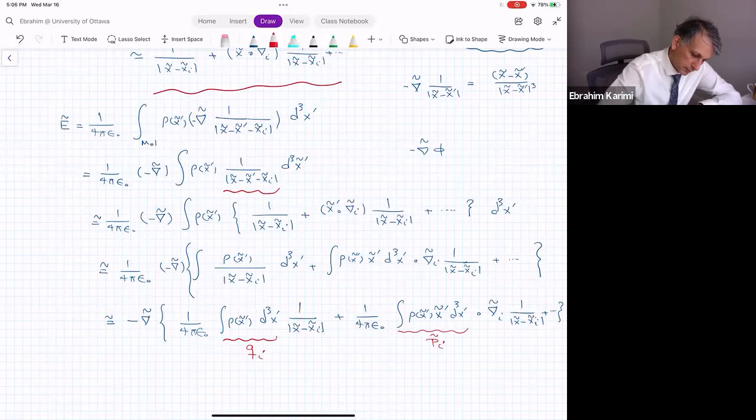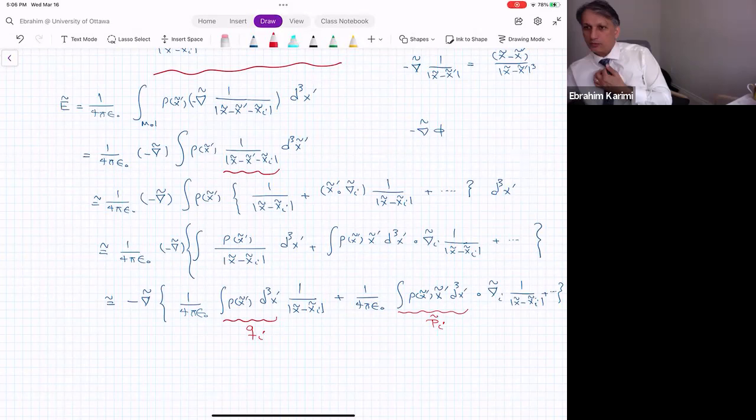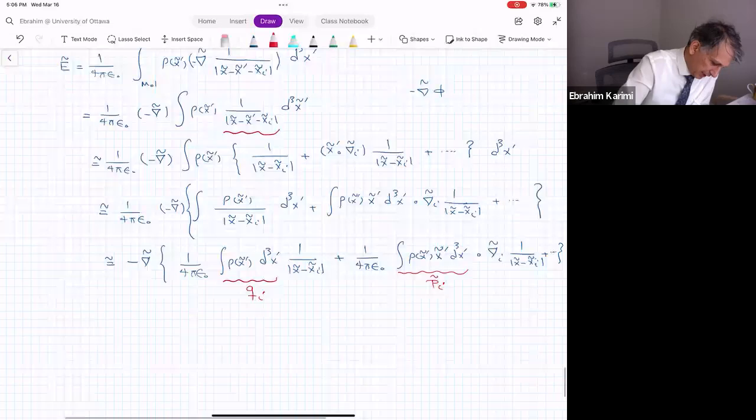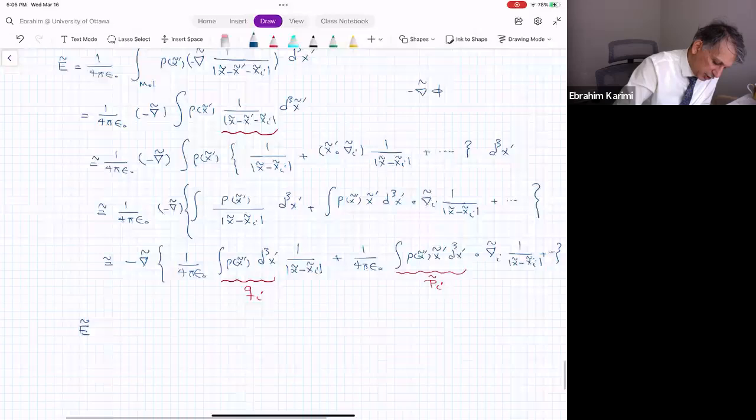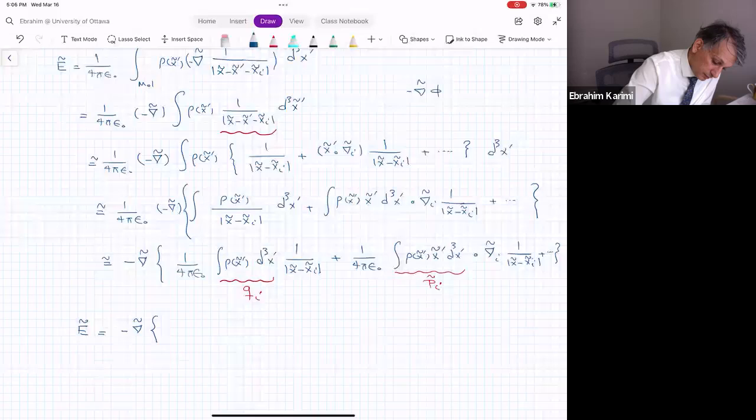Good. And of course, we do have the other terms, which are the quadrupole, hexapole, octapole terms, and so on. We don't consider those, but what is happening? Essentially, the electric field for that geometry is given by minus gradient of Qi divided by 4 pi epsilon 0, 1 divided by |x minus xi|, plus 1 divided by 4 pi epsilon 0, Pi dot gradient with respect to i of 1 divided by |x minus xi|, plus the other terms.